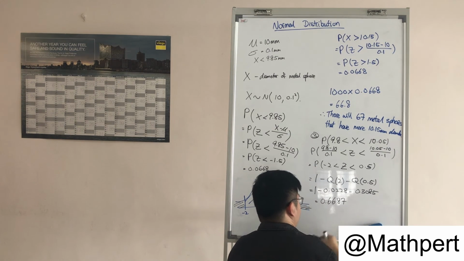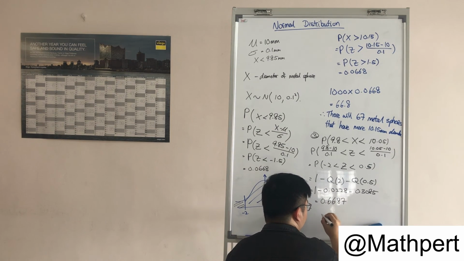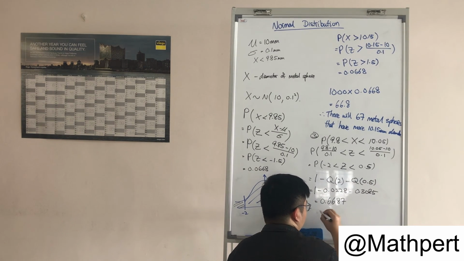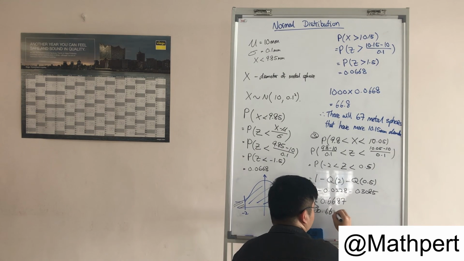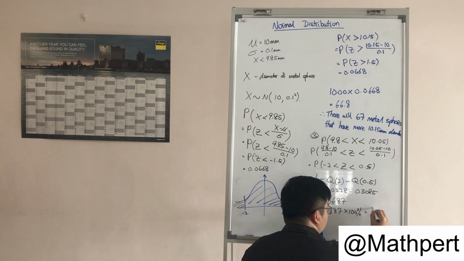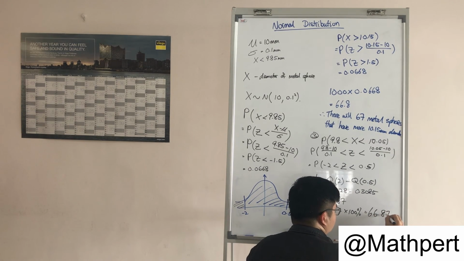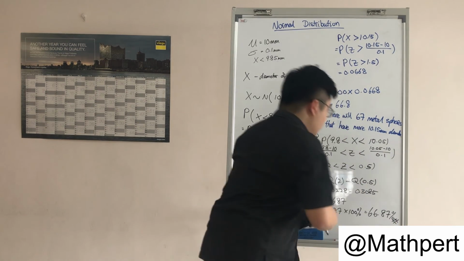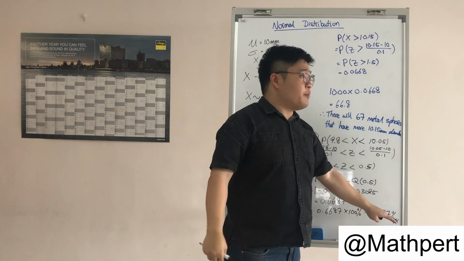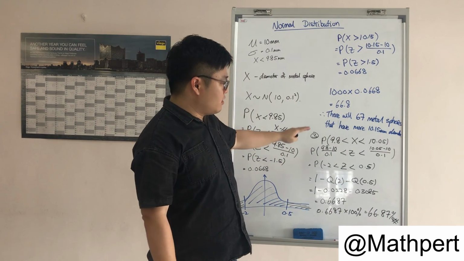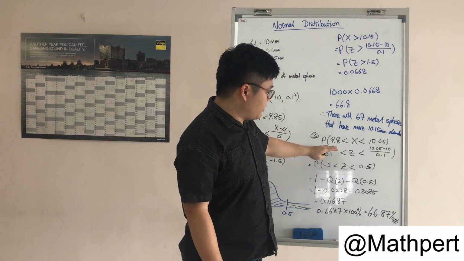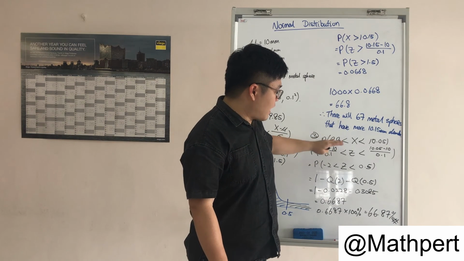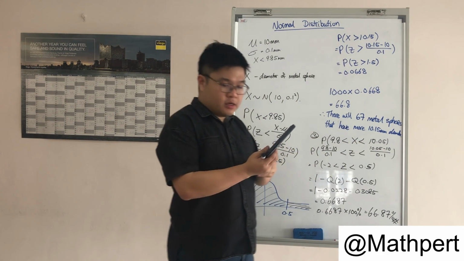We get 0.6687. And converting into percentage, 0.6687 multiplied by 100%, we get 66.87%. Meaning there is a 66.87% chance of getting a metal sphere with a diameter between 9.8 and 10.05.